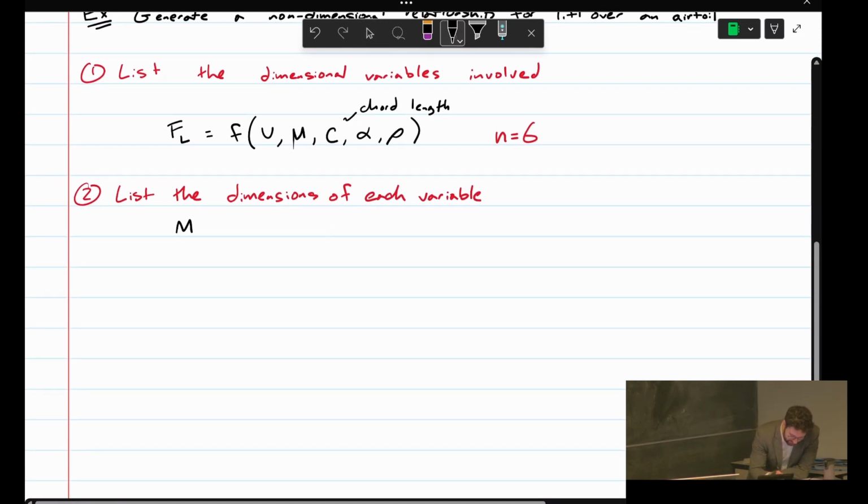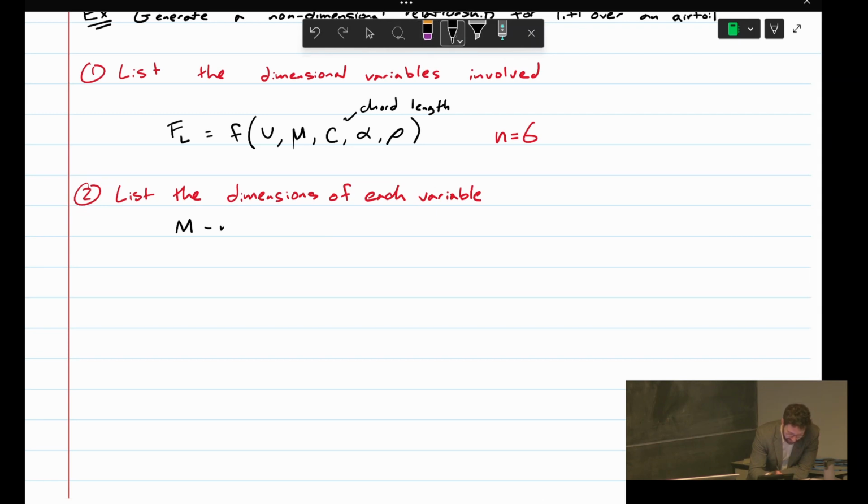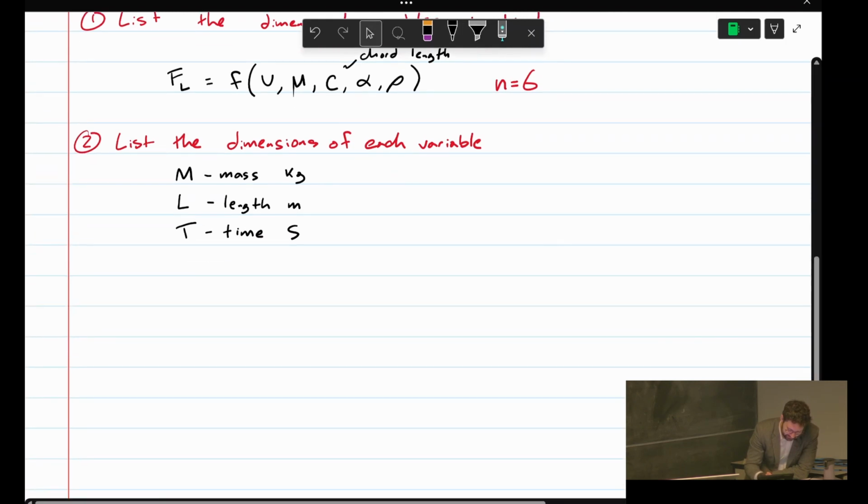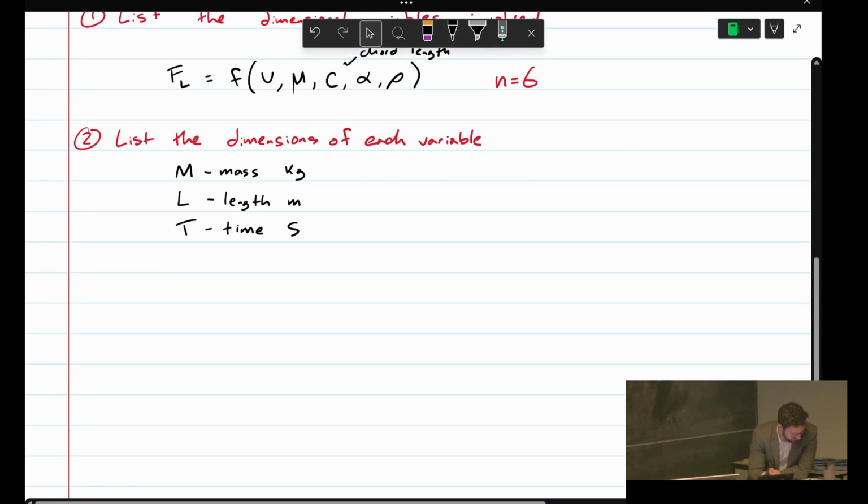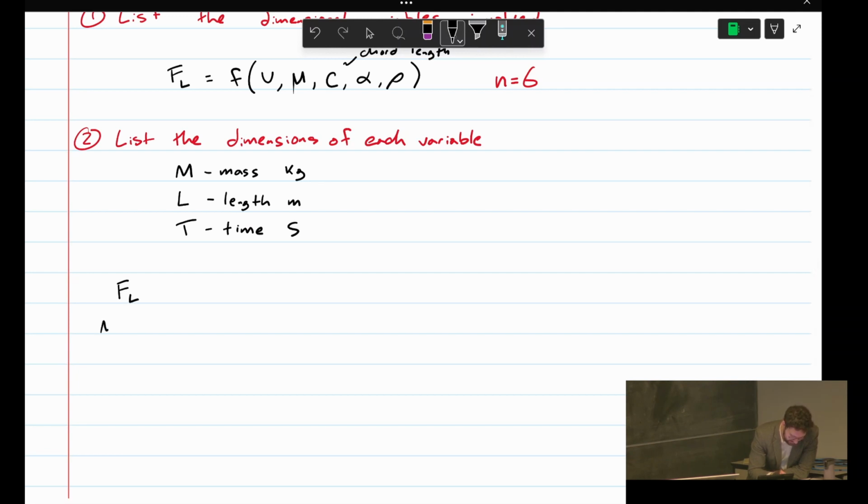So I'm going to denote M as mass, say SI units of kilograms, but the actual unit system we're going to use doesn't matter. L is length, in meters. T is time, in seconds. So our variables are F_L, the lift force, that has dimensions MLT to the negative 2. So kilogram meter per second squared. You can think of that as like ma, kilogram times meter per second squared.